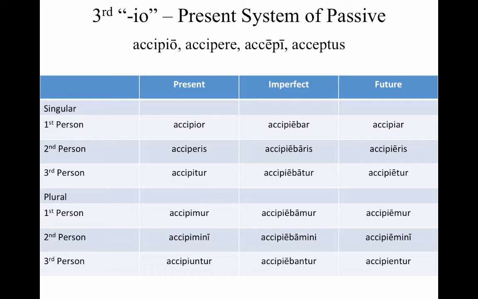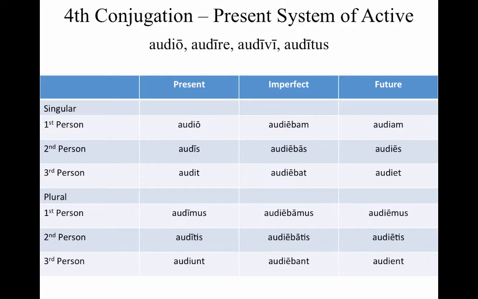And the same thing for the passive. Again, that I is going to stick around a lot in the stem. So note where that happens and note your endings. Again, second person singular, the only difference there is that long mark, so be careful. Now moving to the fourth conjugation.